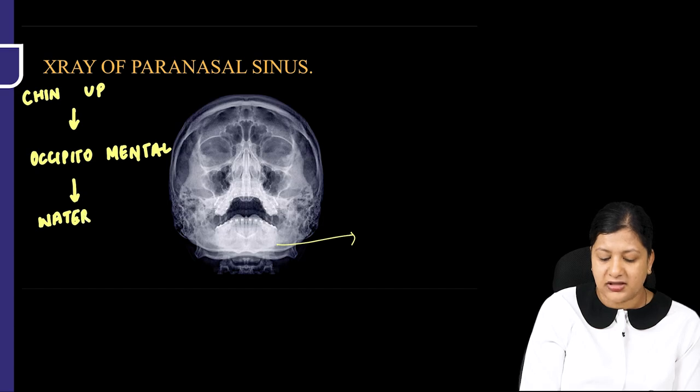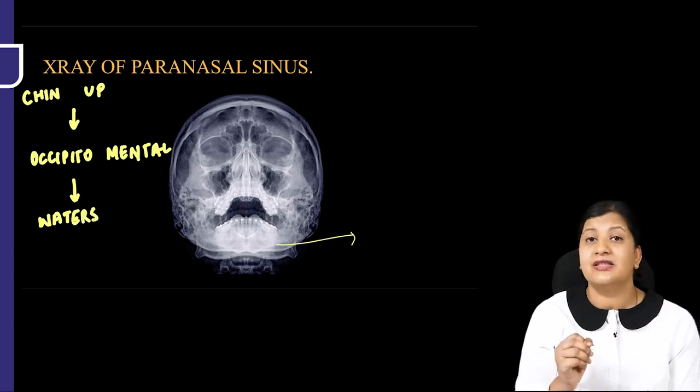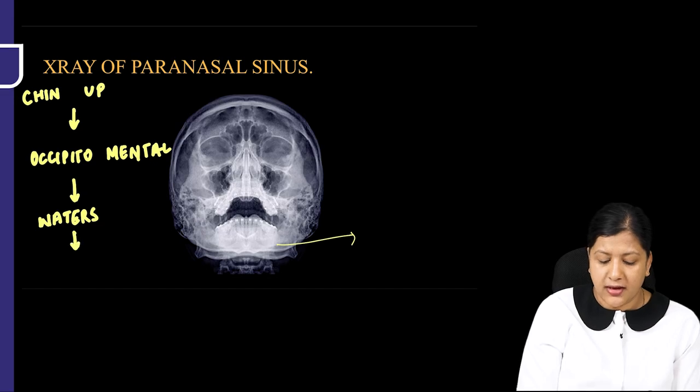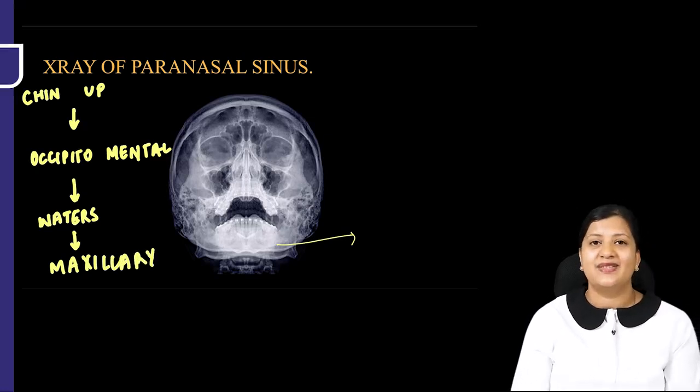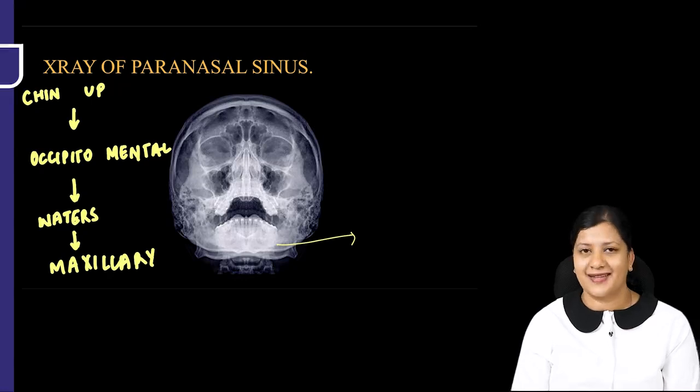This is the best view for which sinus? This is the best view for viewing the maxillary sinus. So it is the best view for your maxillary sinus. So this view, chin up position, is called as occipitomental view, also called as Waters view, which is used for the maxillary sinus. But this is not exactly Waters view, what you see here in the image.